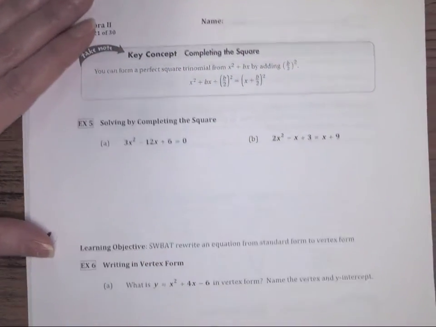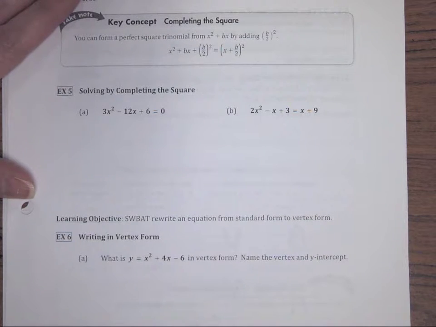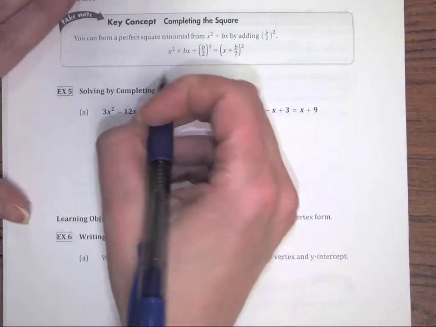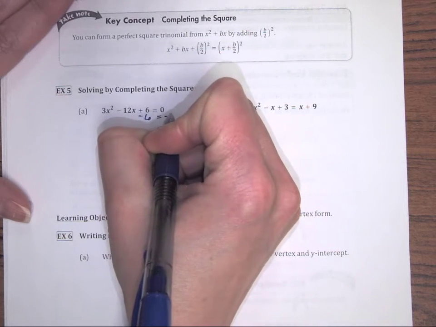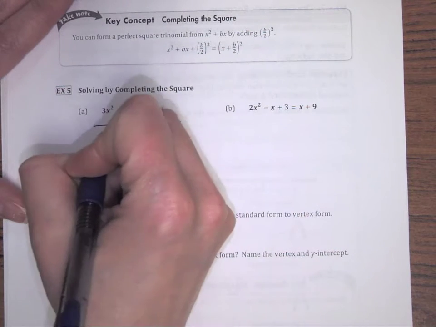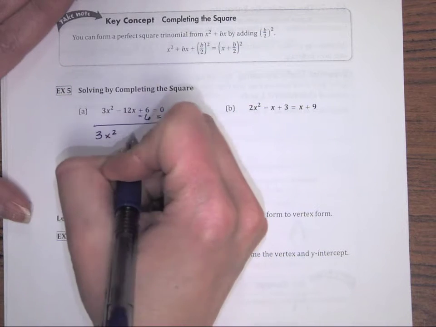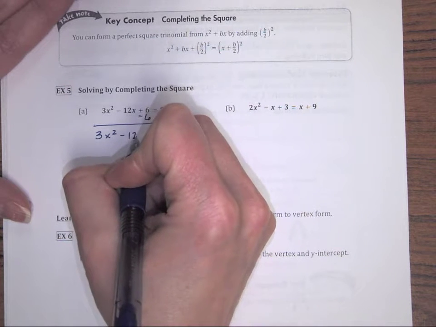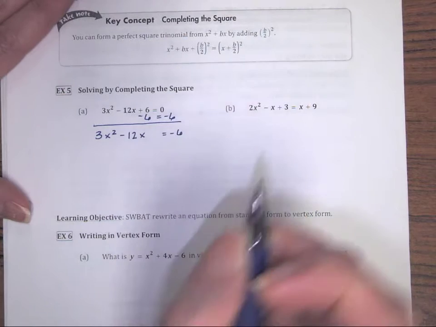This is that same box on the top of this page. So, here's what I want to do first. Take this guy and get rid of him. So send him to the other side. So, I have 3x squared minus 12x equals negative 6.